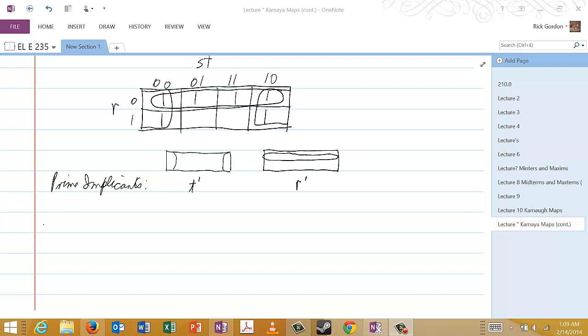And likewise, the same can be said for any groupings of 1. So the 2 prime implicants, T prime and R prime, are the only prime implicants. And so now our next step, as usual, after we have found all of our prime implicants, is to identify which of the prime implicants are essential. So we'll say essential prime implicants.